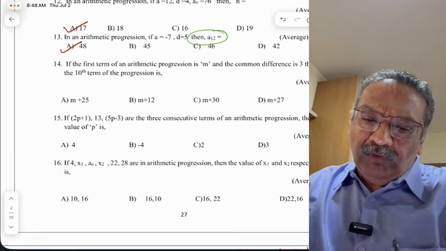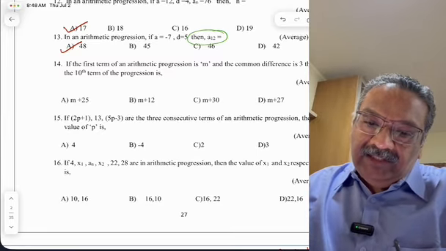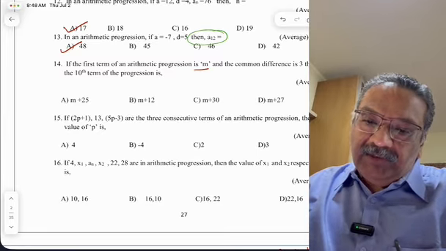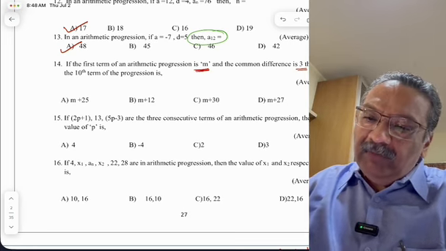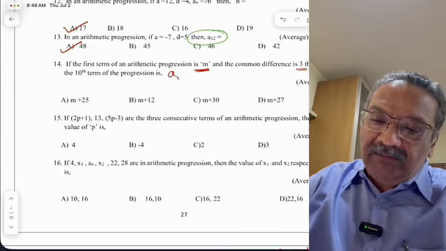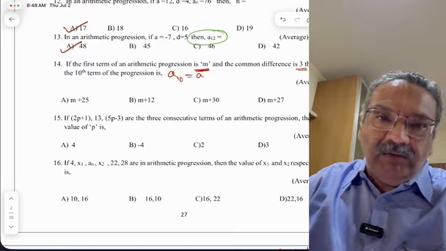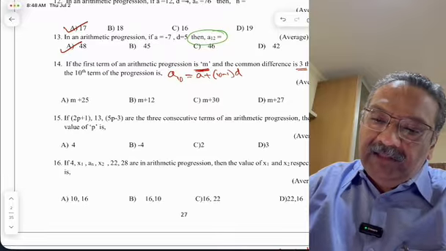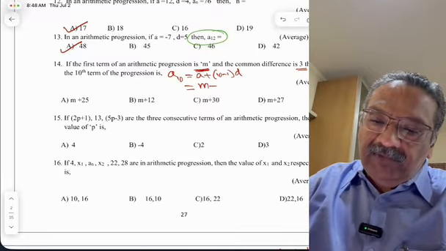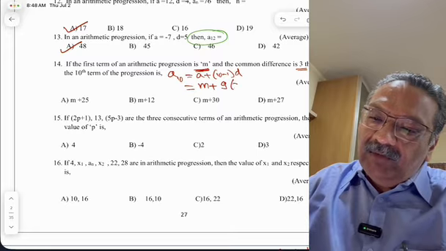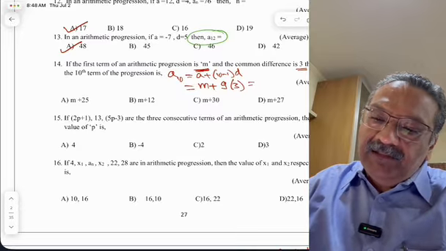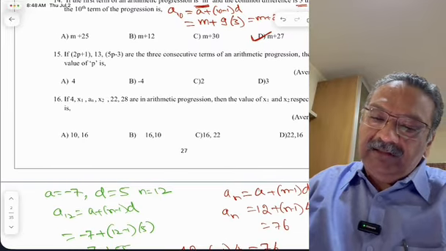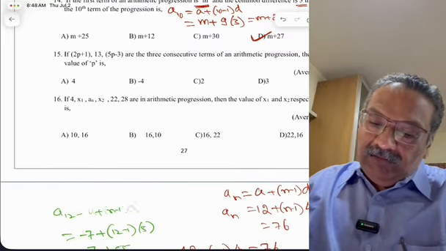Similarly, the 14th question. If the first term of an arithmetic progression is M, and the common difference is 3, then the 10th term. So what is the 10th term? a10 is equal to a plus 10 minus 1 into d. But what is the first term? First term is M. 10 minus 1 is 9. What is d? d is 3. So 9 threes are 27. So the 10th term is M plus 27, which happens to be D. Answer. Okay, now the 15th question.